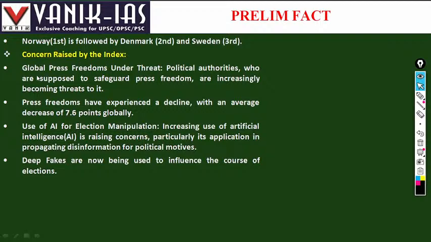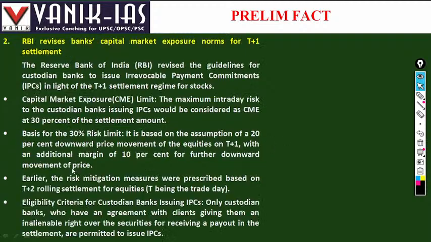Concern raised by the index: global press freedom under threat. Political authorities who are supposed to safeguard press freedom are increasingly becoming a threat to it. Press freedom has experienced a decline with an average decrease of 7.6 points globally. Use of AI for election manipulation: the increasing use of artificial intelligence is raising concern, particularly in its application for propagating technology for political motives.